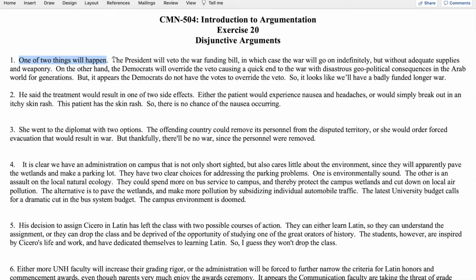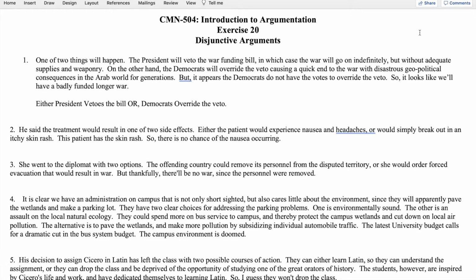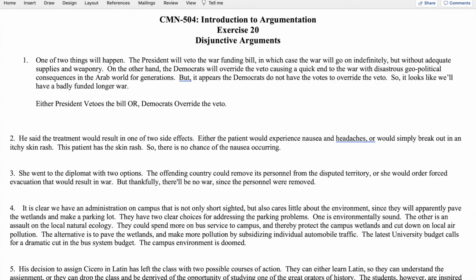So what are the two choices here, or what are the disjuncts? The first one is the president will veto the war funding bill, and there are certain consequences that will result if that happens. And then we get the second disjunct, "on the other hand," the Democrats override the veto, and, of course, consequences that will result from that action. So we have enough here to construct our disjunctive statement, and we would do that in standard form as either the president vetoes the bill or Democrats override the veto. And then the second premise tells us it appears the Democrats do not have the votes to override the veto. So that's clear enough.